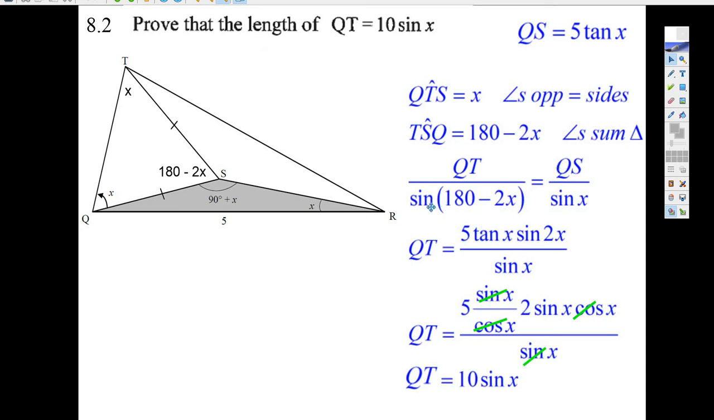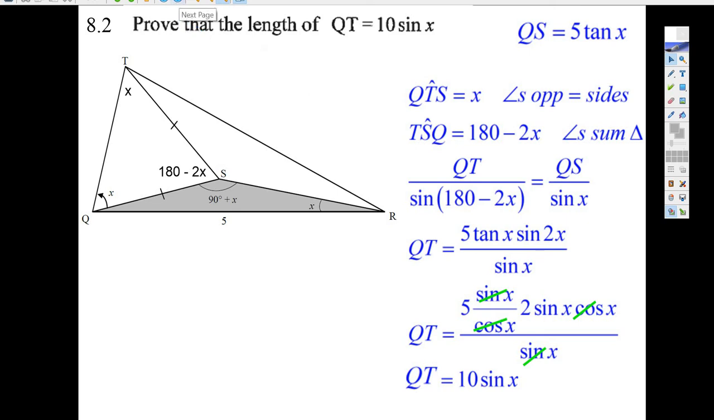And we should know a major thing with sine angles: the sine of an angle is the same as the sine of 180 minus that angle. So the sine of 180 minus 2x is just the sine of 2x. And hey, the sine of 2x is 2 sine x cos x. That's on my identity sheet. And tangent is sine over cos. And now it's time to cancel a bunch of stuff. Cos x cancels with cos x. Sine x cancels with sine x, and all you're left with is 5 times 2, which is 10, sine x. And that's what we were supposed to prove.